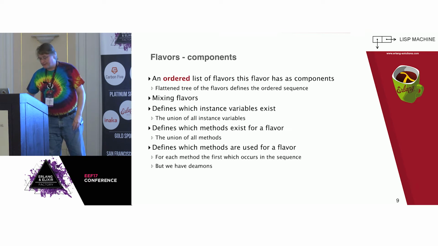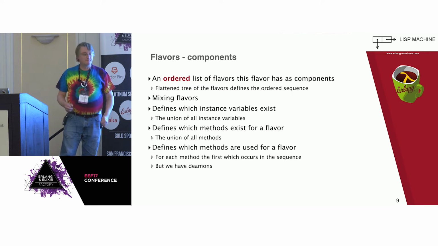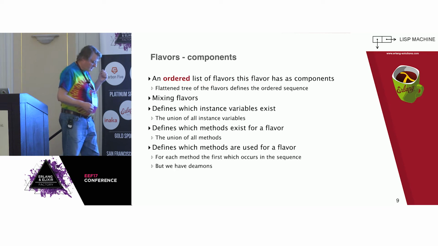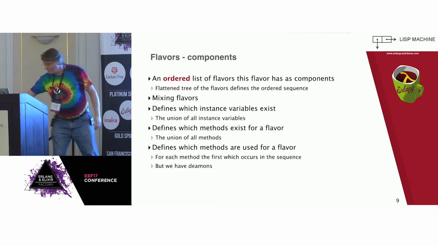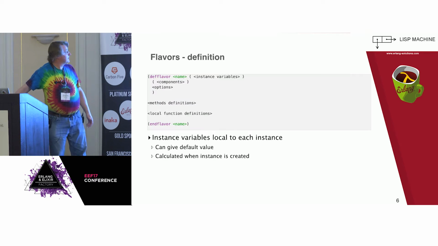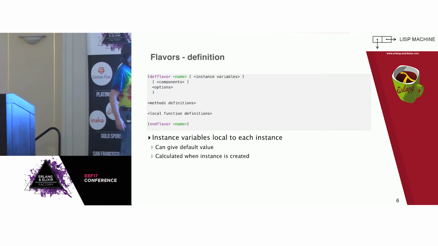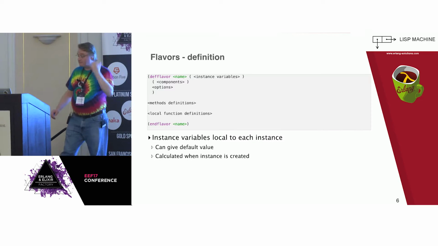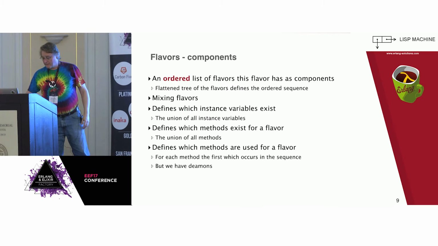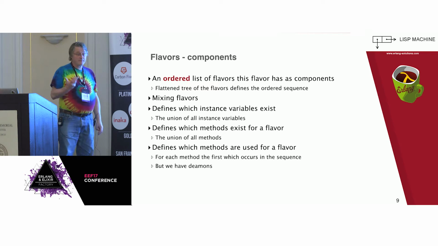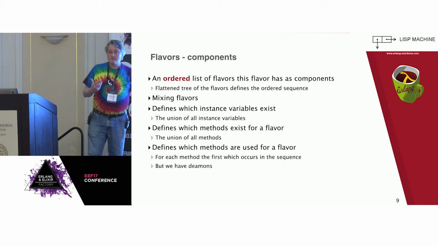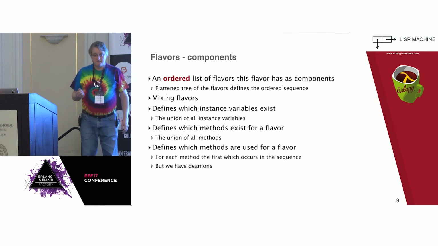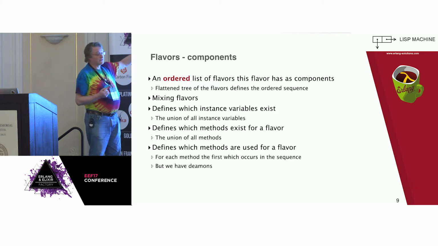Now we get into the components. Now we're going to combine these things. With a flavor, you can give it a list of components. Here I can give a list of components. They can be empty. And this is an ordered list of flavors that this flavor has as components. It will incorporate things from these components. And the important thing there is that it's an ordered list.